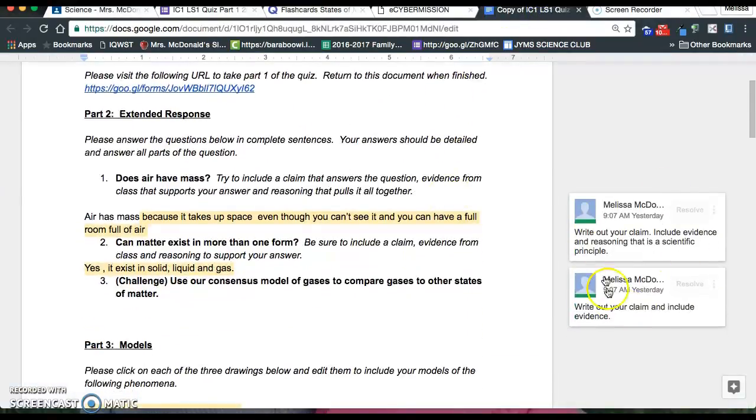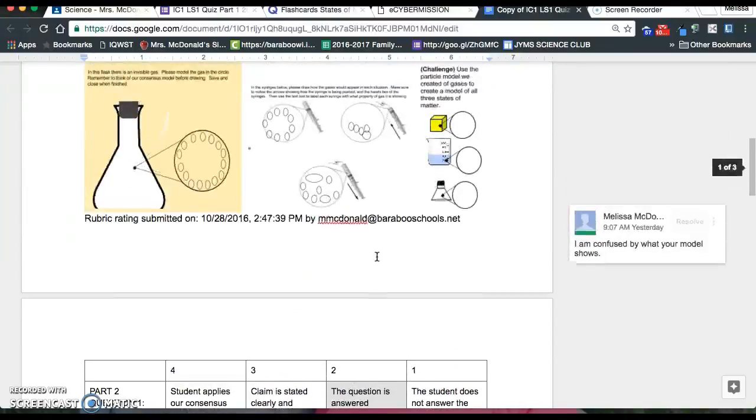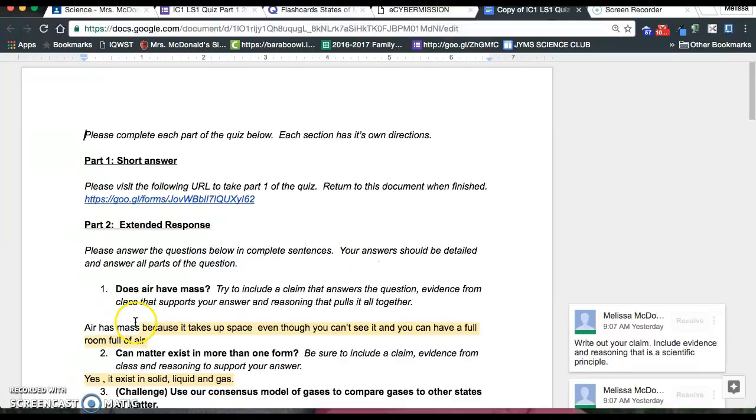It'll have my highlighted comments, your work, and a rubric attached to the bottom of the quiz. When you're correcting your quiz, read my comments and use them to help improve your answer.